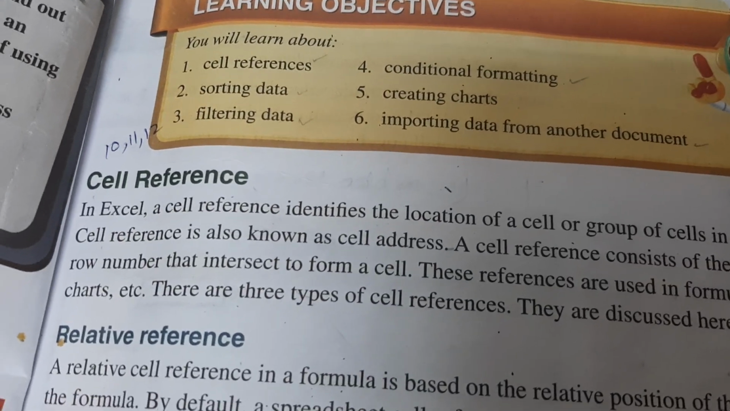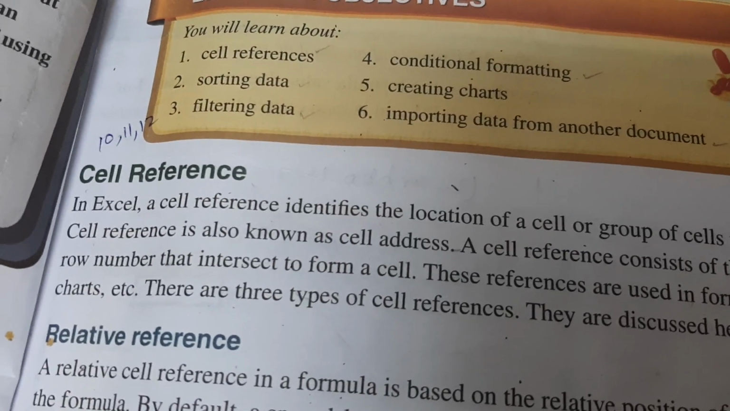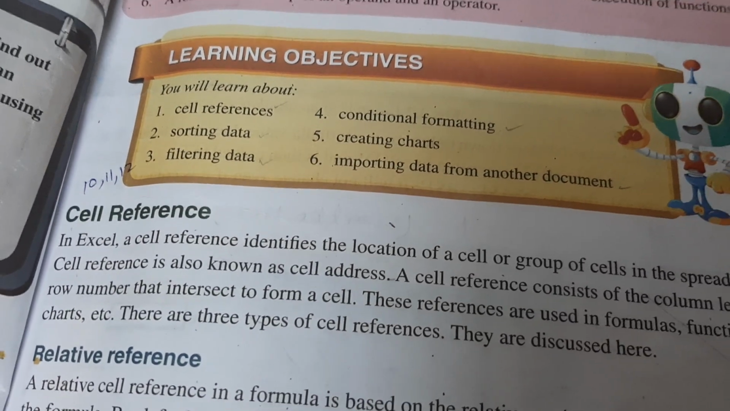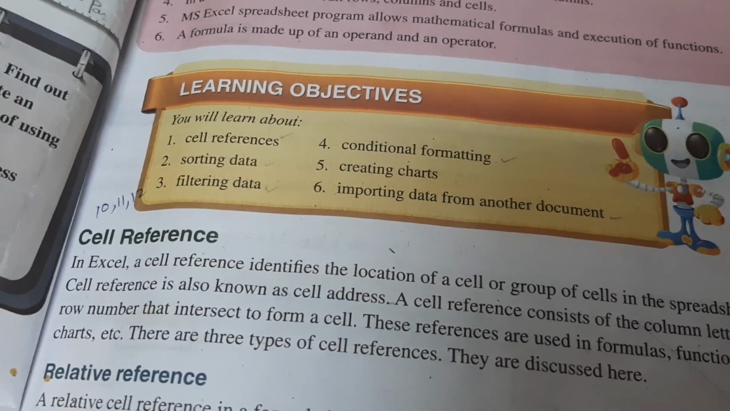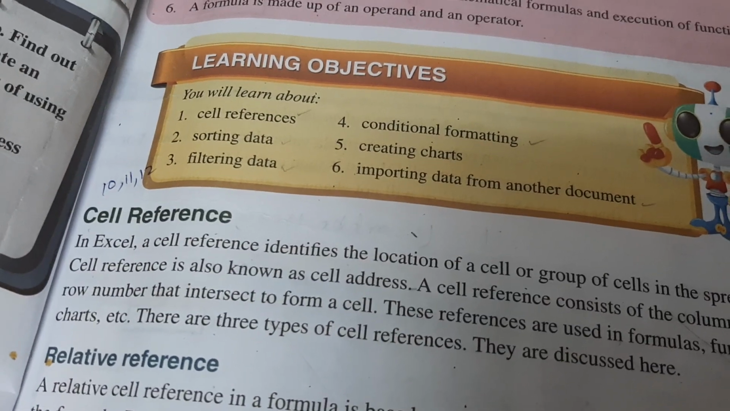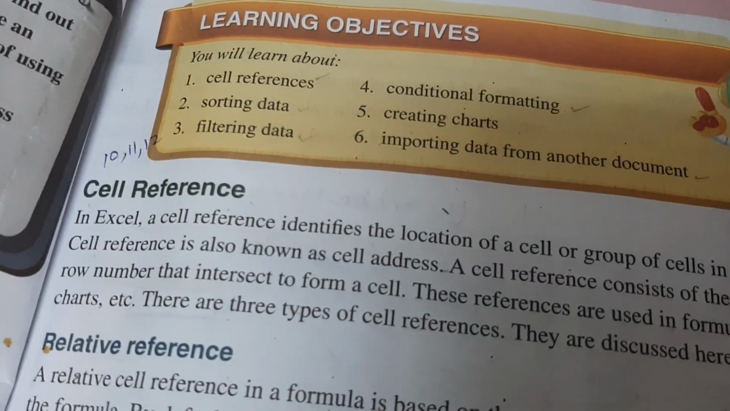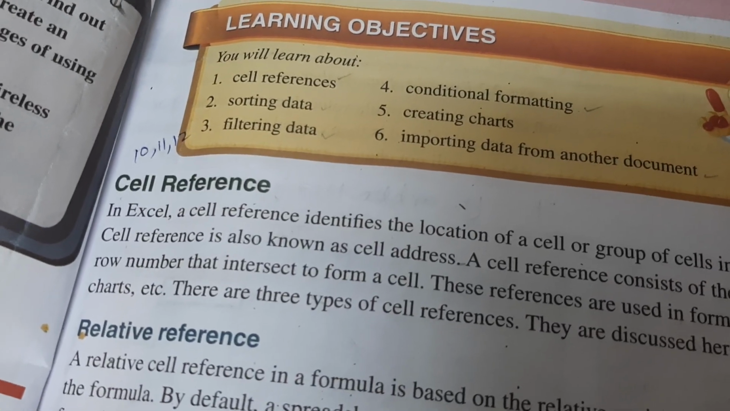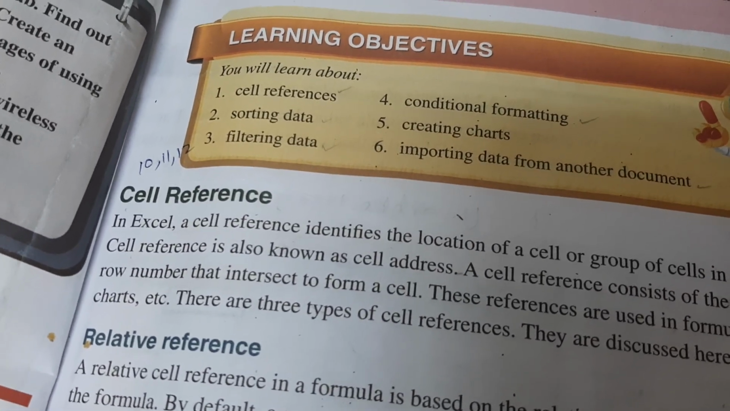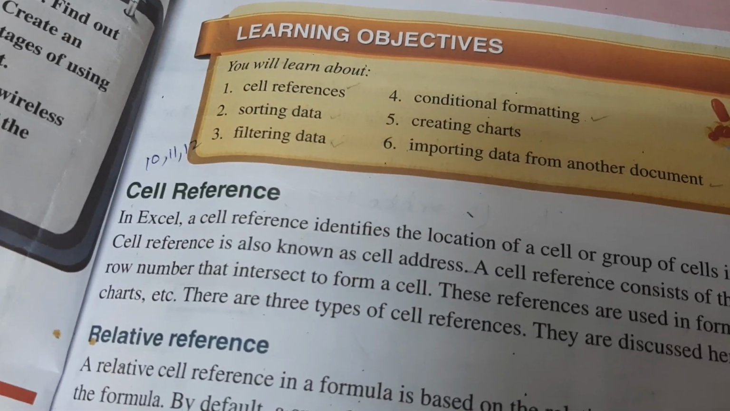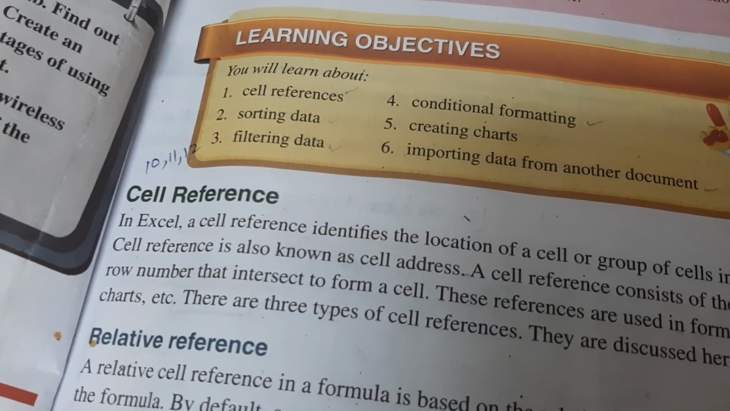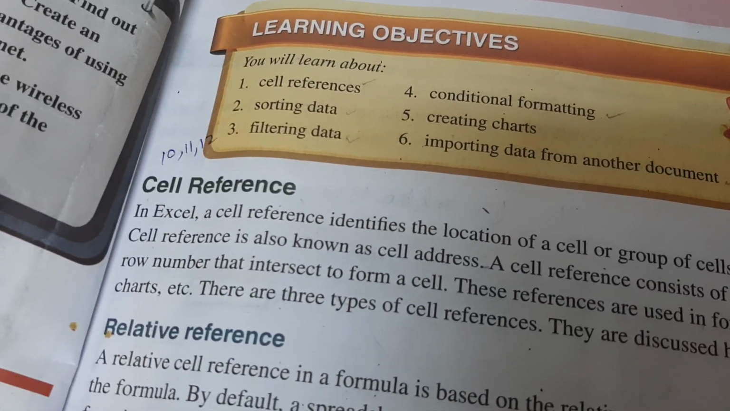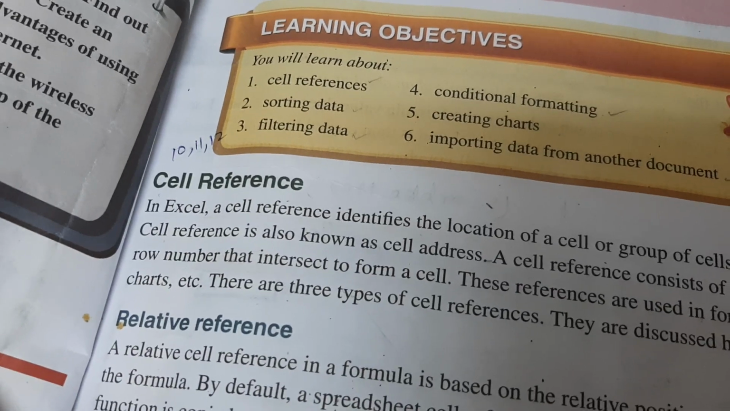Cell reference. In Excel, a cell reference identifies the location of a cell or group of cells in the spreadsheet. Cell reference is also known as cell address. You can underline this one. Basically, cell reference identifies the location of a cell or group of cells. The intersection of row and column is called a cell, and the location of the cell is called cell address or cell reference.